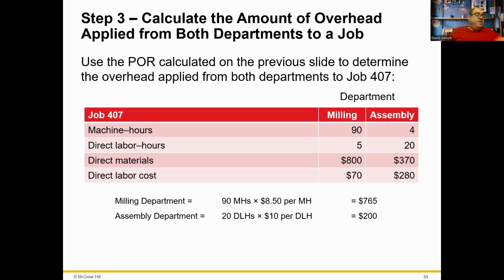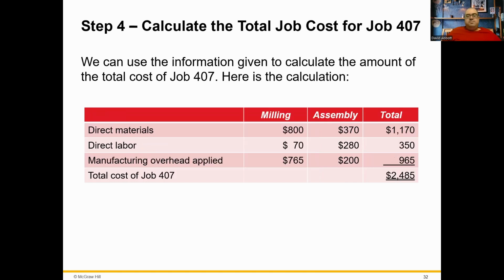Now, the next step is to calculate the amount of overhead applied from both departments for the job. So for the milling department, we have $8.50 per machine hour. And for this job 407, we use 90 machine hours. So we multiply that out, and it comes out to 765. And then for assembly, we have 20 direct labor hours times $10 a direct labor hour. So that would be $200.